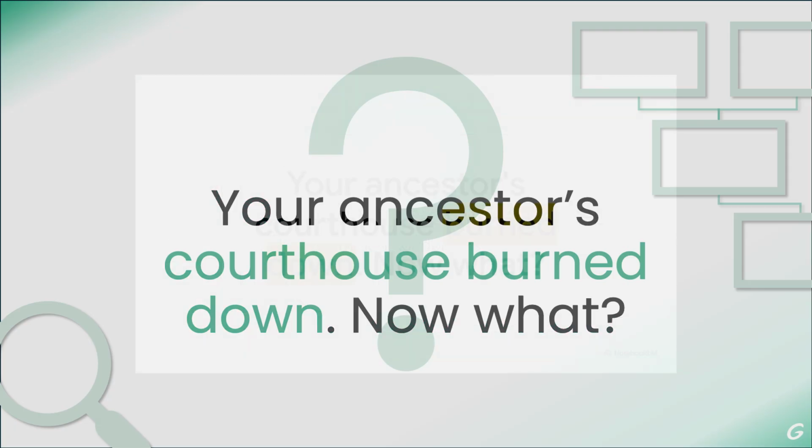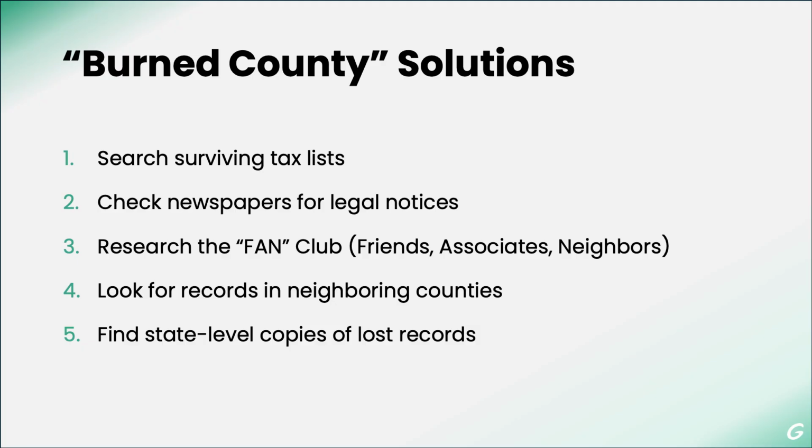Oh yeah, here it is, the classic nightmare scenario that makes every family historian's heart just drop. You finally figure out the county where your ancestor lived, you go to look for records, and you find out the courthouse burned to the ground in 1885. Is it game over? No way, not even close. For these burned counties, you just have to get creative. You can look at old tax lists, which are kind of like a mini census for every year. Check old newspapers for marriage announcements or obituaries. And my favorite tip, research their fan club. That's their friends, associates, and neighbors. Their records might just mention your family and solve your problem.